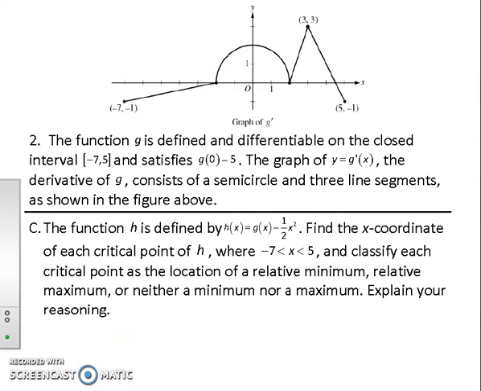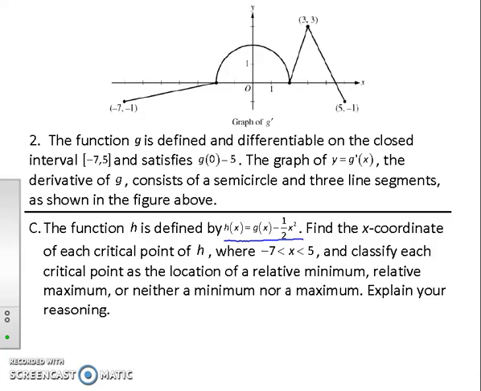Part C was worth 4 points. Part C also had a typo on it that we didn't catch till about halfway through the day. So some of you worked it as if the function was -1/2 x squared, and I graded yours according to that. But I'm going to work it without the typo in it. So the way h of x should have been described was as g of x minus 1/2 x squared. And then they want us to find the x coordinates for the critical points of h.